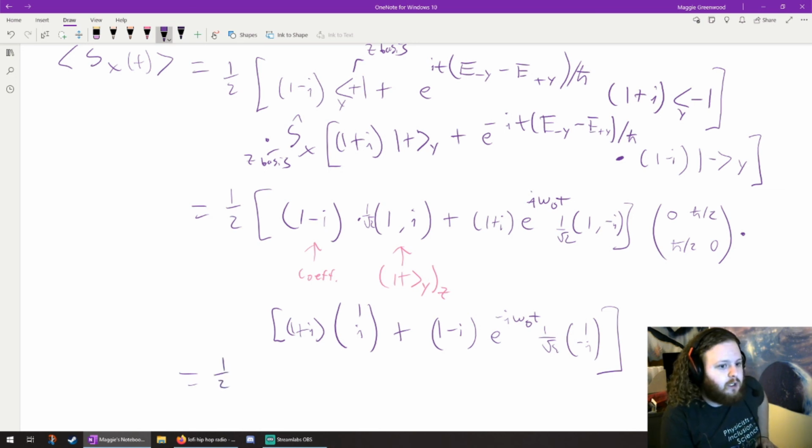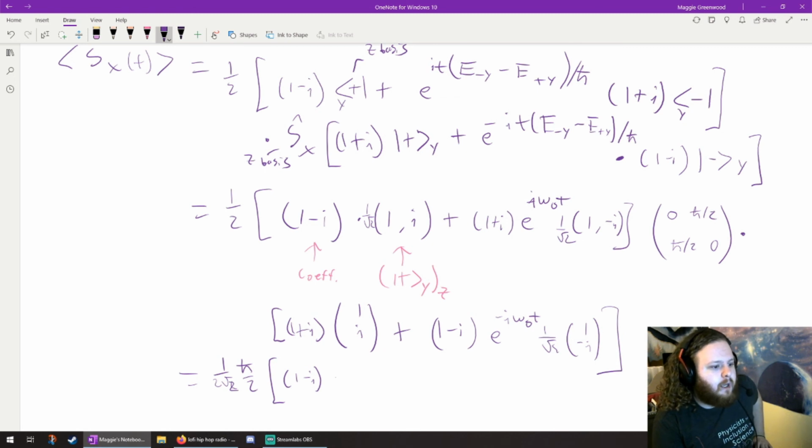So what this will look like is 1/2. I'm going to pull the h bar over 2 out. Anything else I can pull out? Not really. So it's 1 minus i. And I can also pull out the 1 over root 2s, because there's a 1 over root 2 in every term. So maybe I'll do this as 2 root 2, times the vector 1 comma i. I know, I swear it's a vector. Plus 1 plus i, times 1 comma negative i.